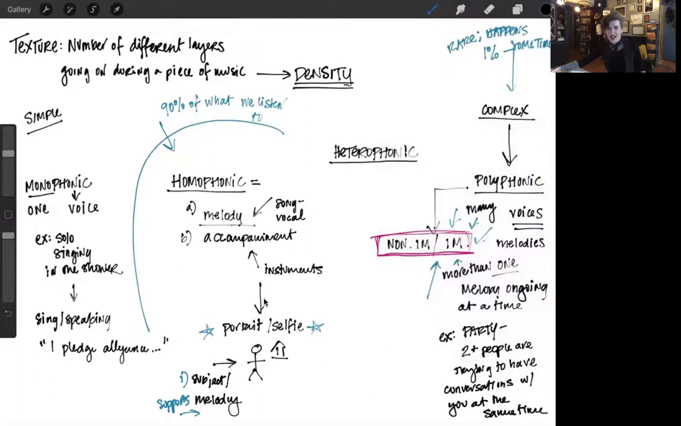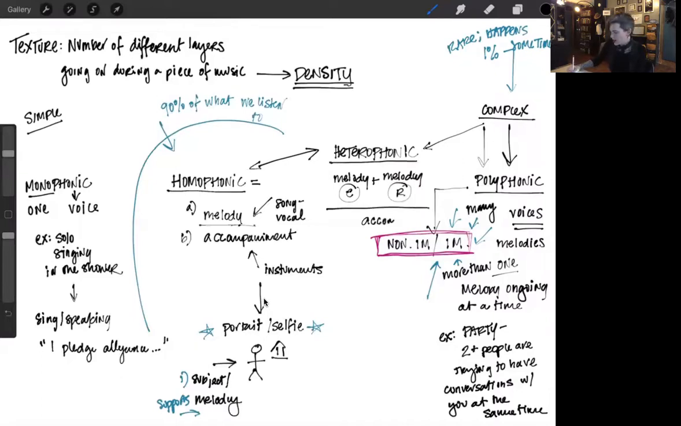The next most complicated texture, in between homophonic texture and polyphonic texture, is heterophonic texture. And this is a little bit of a nebulous area, where homophonic texture ends and heterophonic texture begins, and where heterophonic texture ends and polyphony begins, is a little bit of a gray area. So the thing with heterophonic texture is it's usually a melody as a call that's answered with a melody that's a response, all over accompaniment.